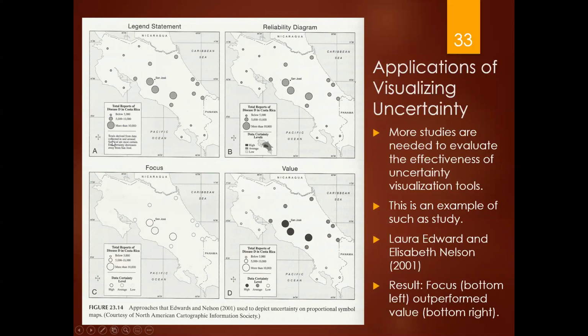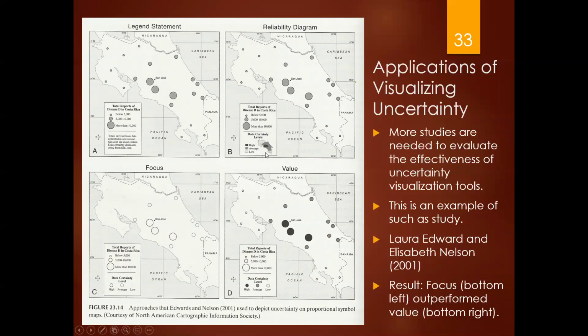Totals derived from data collected in and around San Jose, I think this is a city, right, are most certain. Data certainty decreases away from San Jose. Okay, so a text has been used to address uncertainty. Secondly, an indicator map is used to address uncertainty.